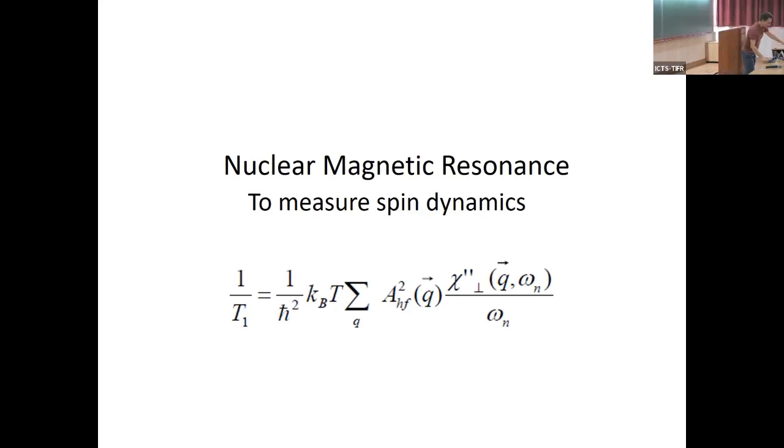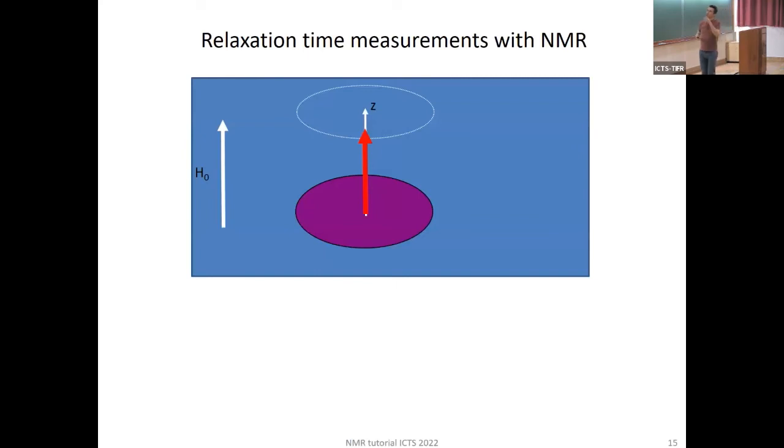Let me move on to the relaxation process now, and how you are sensitive not only to the static susceptibility with the shift. Now I'll show you that somehow you're sensitive to the dynamical susceptibility and to fluctuations in your system. So let me show you how it works.